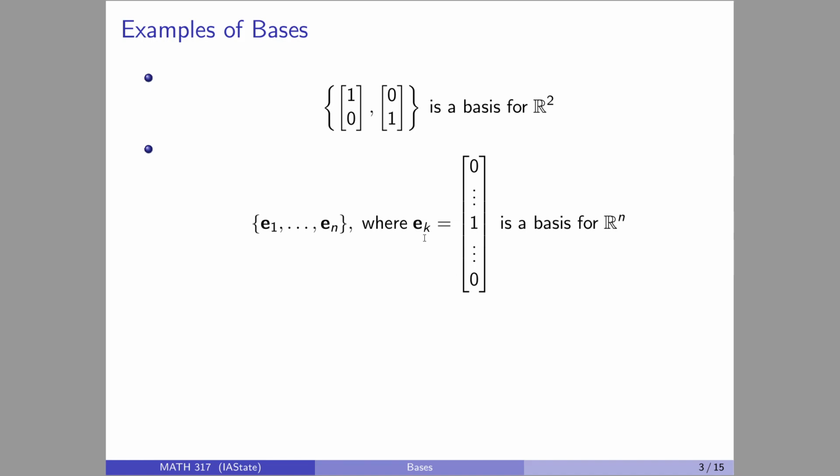So here you can imagine a vector E sub k, has 1 in the k spot and 0 everywhere else. This is usually referred to as the standard basis for Rn. And if it's called the standard one, obviously it means there are others. We'll talk about those.